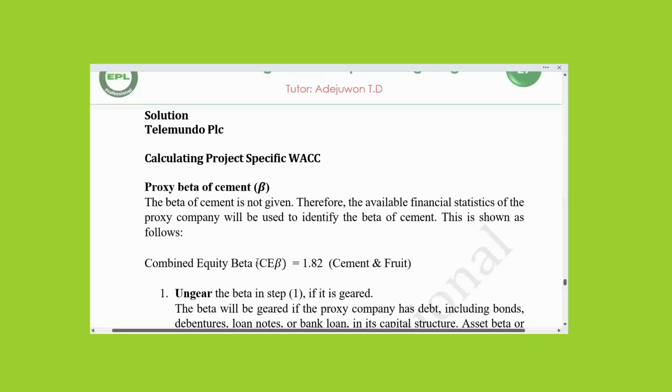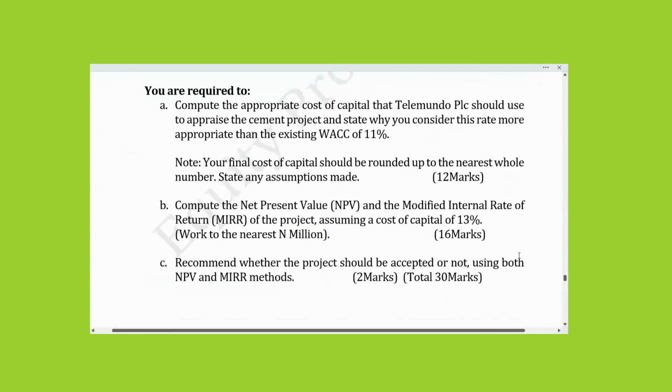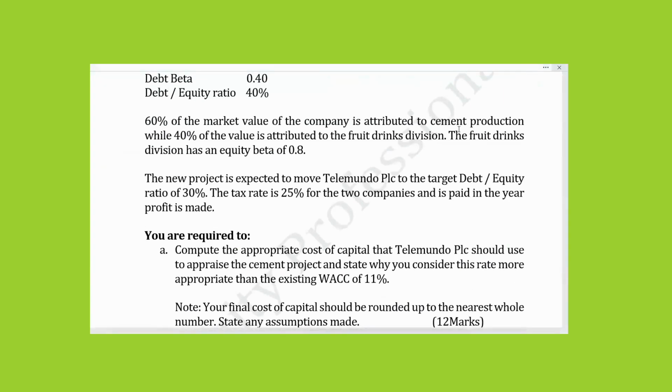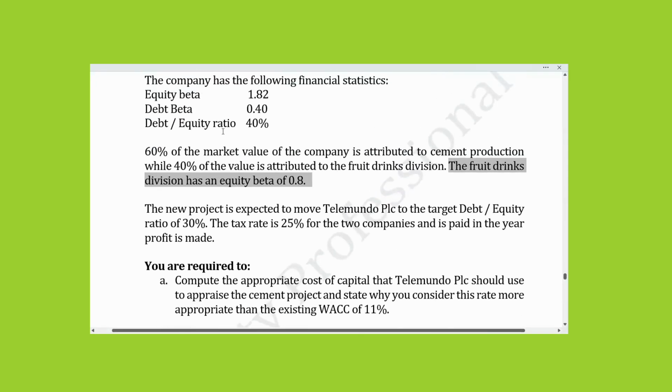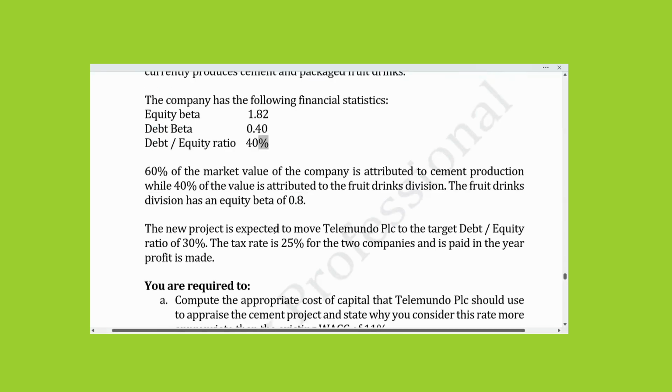Next, we're also given equity beta of fruit drinks, equal to 0.8. According to the question, we are told that the fruit drinks division has an equity beta of 0.8. Not only that, in the question, we're also given debt beta of 0.4. All right, we are given debt equity proportion of 40%.